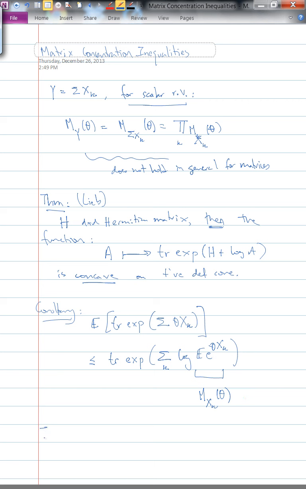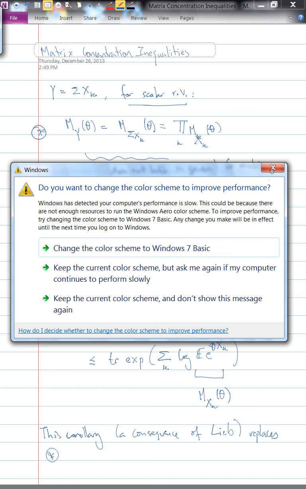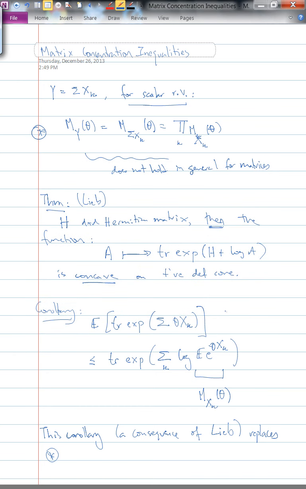So this is basically this corollary, which is a simple consequence. We proved it last time, basically just using iterated expectation and Lieb's theorem. It is what replaces the expression that we use for scalars. So we essentially have something that relates, with an inequality, a combination of the moment generating functions of the individual xk's, rather than the product expression that we have above.